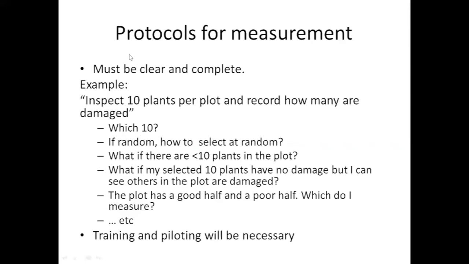This simple example could easily raise all these sorts of questions when somebody tries to apply it in the field. Your protocol for collecting data needs to answer these questions so that they cannot arise during data collection. They need answering and resolving before the data collection starts. And that means you need some sort of training and some sort of piloting, testing things out. That's what I wanted to talk about in the last session next week.